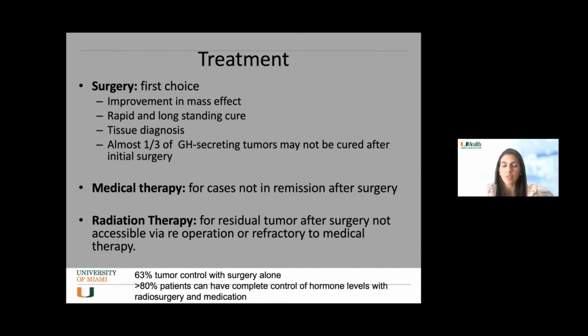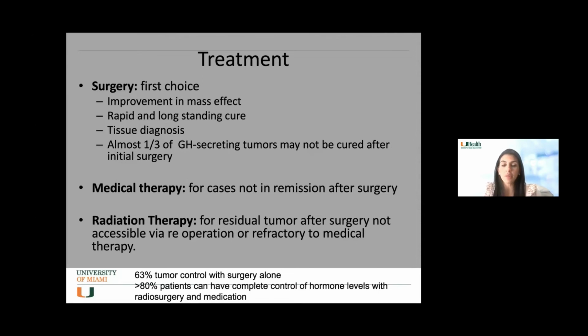So you really want to get these out. You want to be very aggressive in your first go around because that's really your best bet. There are medical options, medical therapy, for cases that don't go into remission after surgery. And then, radiation therapy really as an adjuvant.